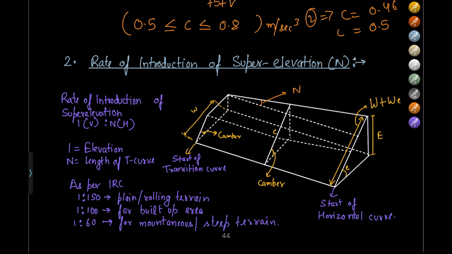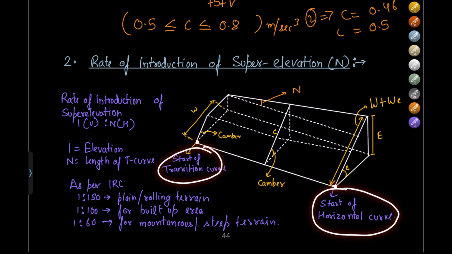So here what we need to find out is how much the value of n can be. The rate of introduction of super elevation is also limited, as per IRC. It can have a value of 1 in 150 for plain and rolling terrain, 1 in 100 for built up area and 1 in 60 for mountainous or steep terrain. This point represents the start of the transition curve. This point represents the start of the horizontal curve and the end of the transition curve. So the total length would be equal to this.